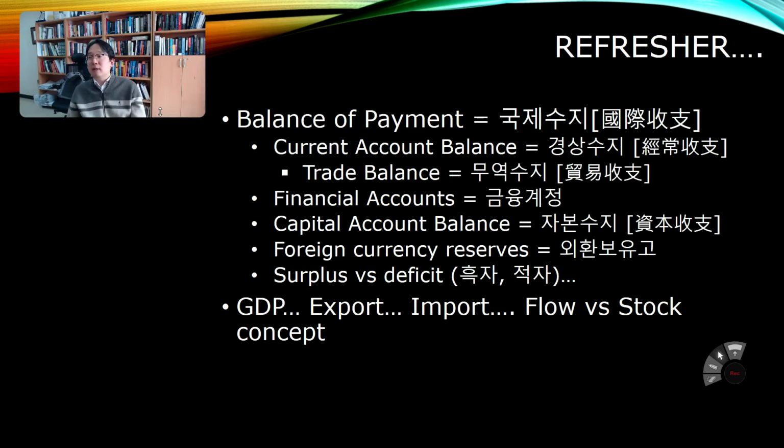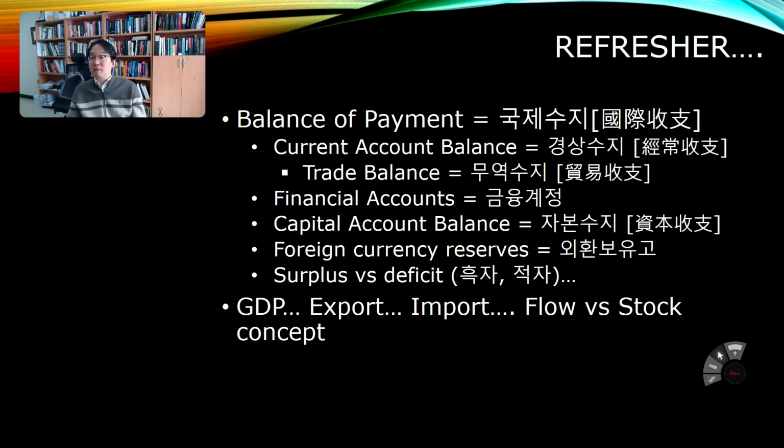But the common or familiar terminology is like this. Balance of payment is called 국제수지 in Korean pronunciation. I don't know how to pronounce it in Chinese. Current account balance is something called 경상수지. Trade balance is 무역수지. I really don't know how to pronounce these in Chinese.